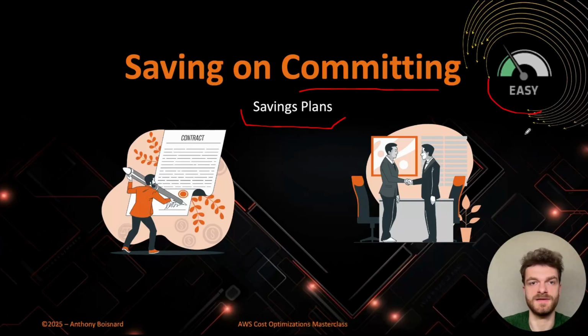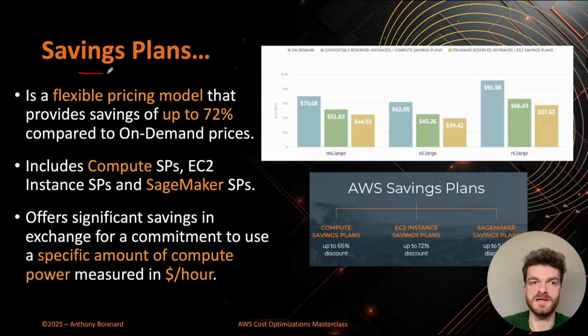So let's dive in. First, savings plans is a flexible pricing model that provides savings of up to 72% compared to on-demand prices. It includes compute savings plans, EC2 instance savings plans, and SageMaker savings plans. It offers significant savings in exchange for a commitment to use a specific amount of compute power, and this is measured in dollars per hour.